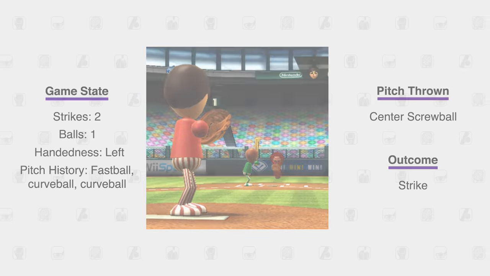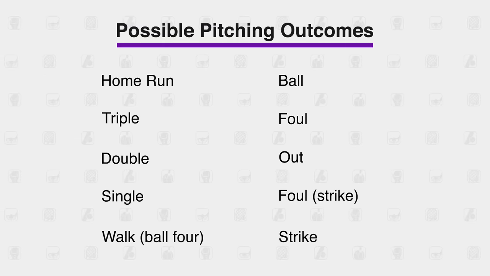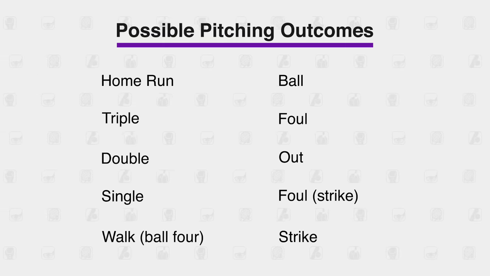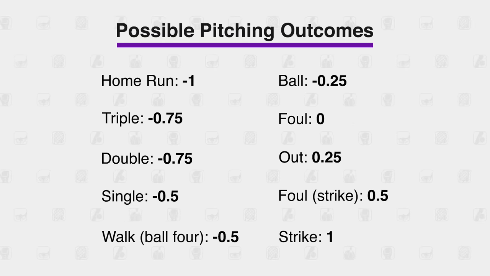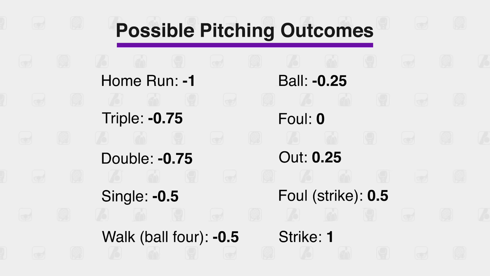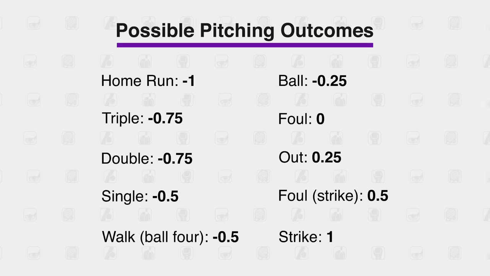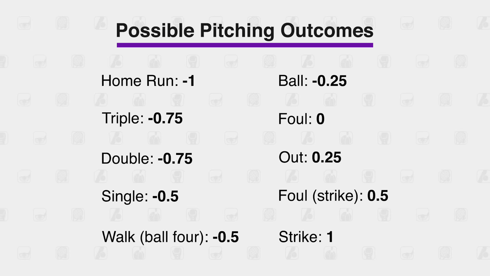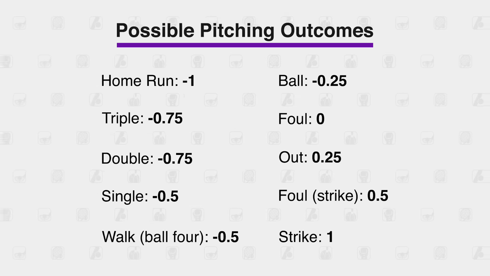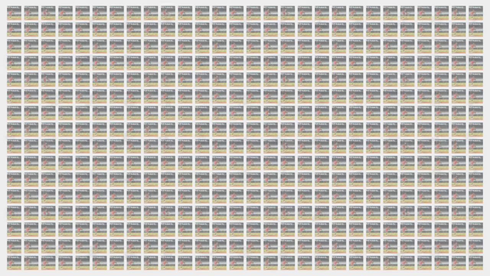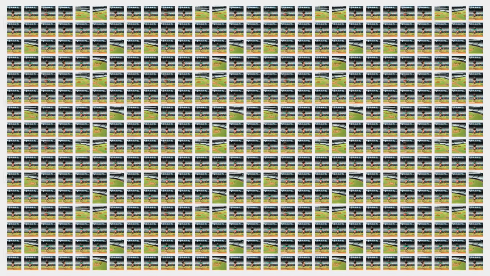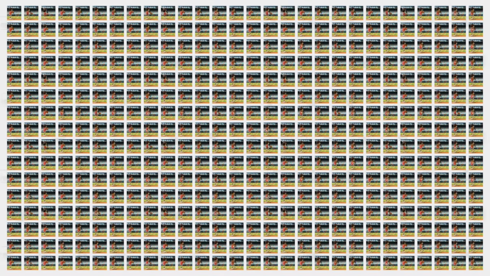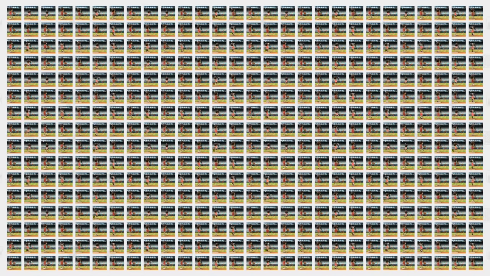When a pitch is thrown, there is a number of different outcomes that can happen. I decided to assign values to each outcome, where -1 represents the worst possible outcome and +1 represents the best possible outcome. This list is very subjective, and you may disagree with the values. Using these values, I collected data for over 850 pitches against batters around 1000 skill level, and trained the AI on the data to predict the pitch which would result in the best outcome for a given situation. This was the result.